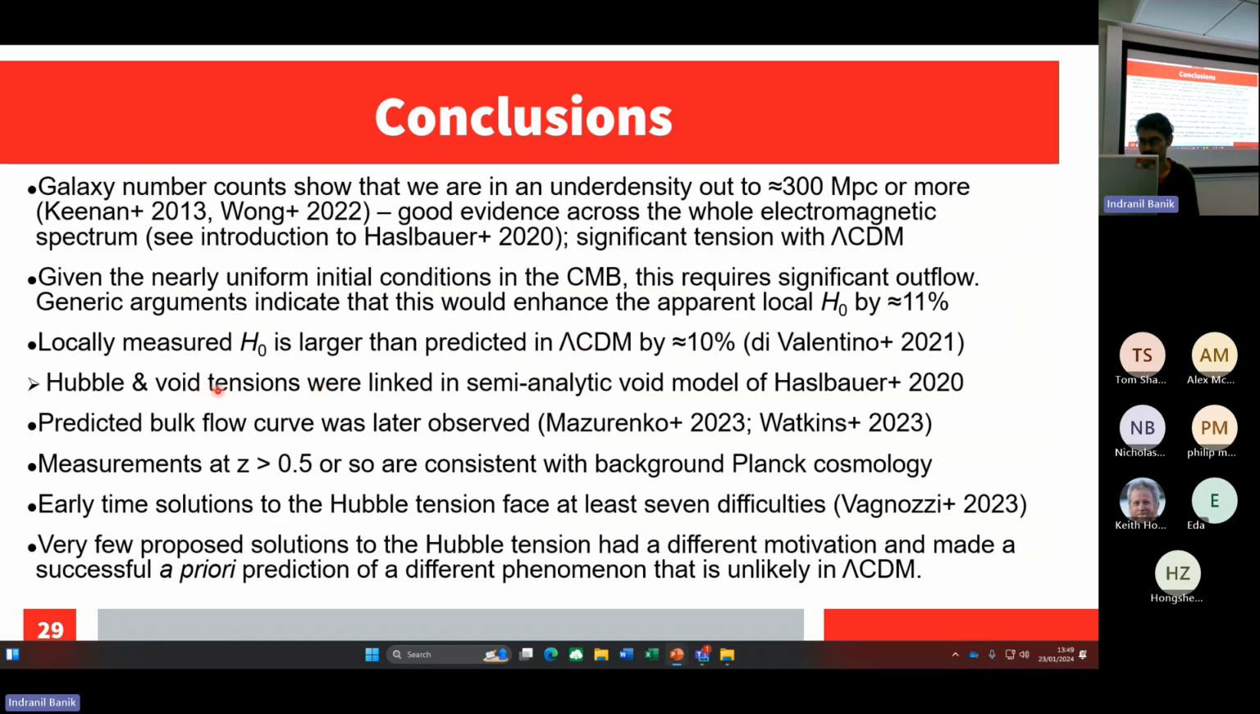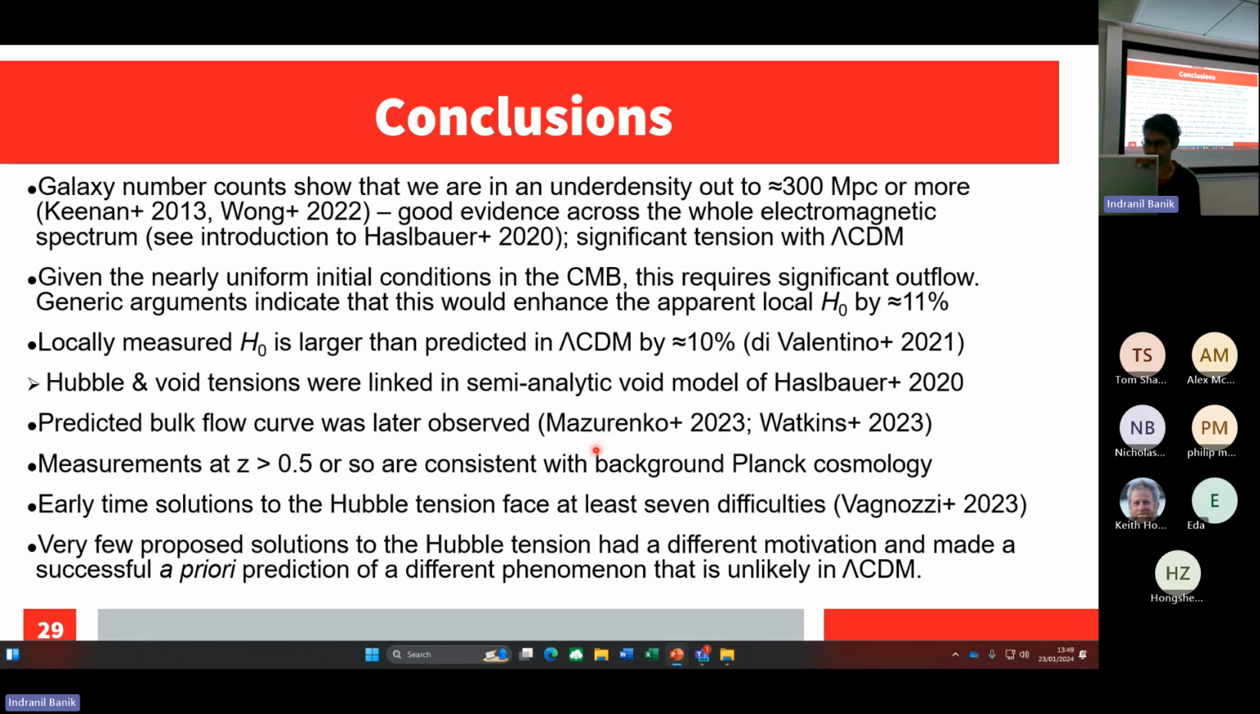We were able to link the Hubble and local void tensions in a semi-analytic void model that I was showing earlier. The model was not constrained using bulk flow measurements because those didn't exist at the time, but the predicted bulk flow curve can be extracted from the model fairly easily and compared with observations once they became available. And that led to excellent agreement for 2 out of the 6 combinations of void profile and observer location. So not all the variants of the model worked, of course.